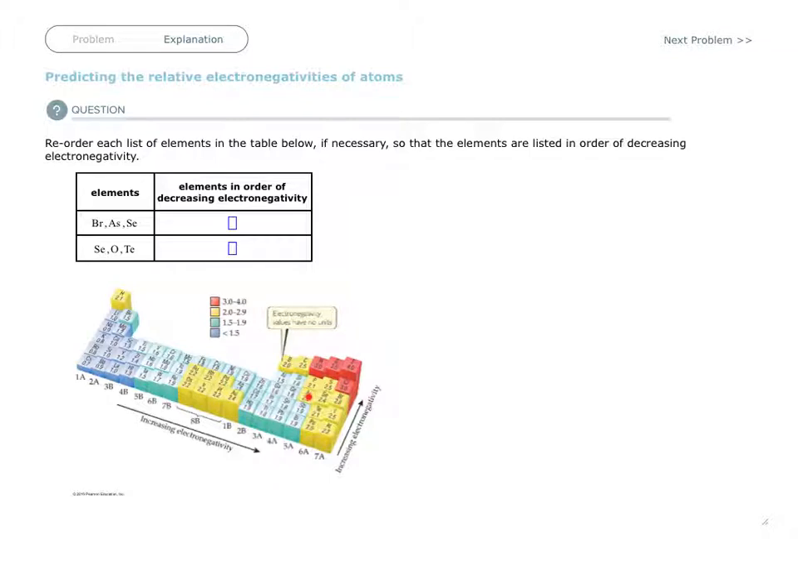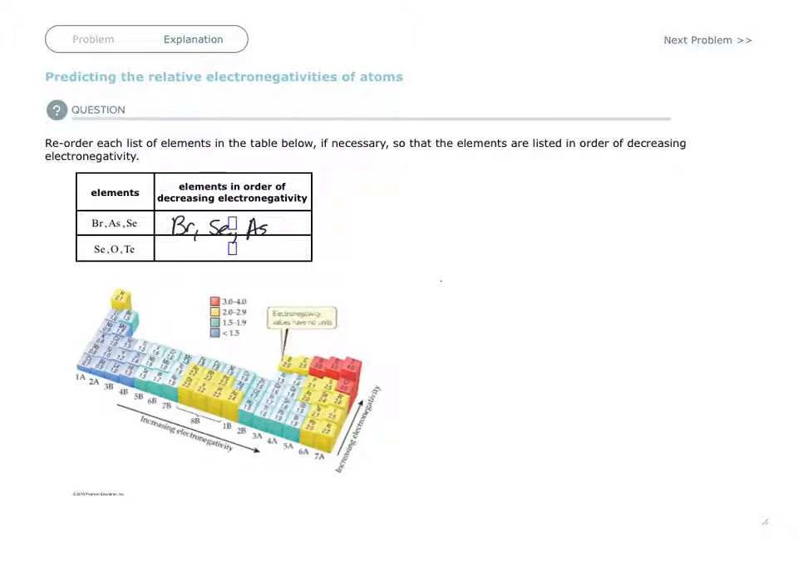Which one's going to be the bigger one? The one towards the most to the right. So bromine will be bigger, then selenium is next, and then arsenic is next. Let's write it out. So we want bromine to be first, and then selenium is next, and then arsenic is last.